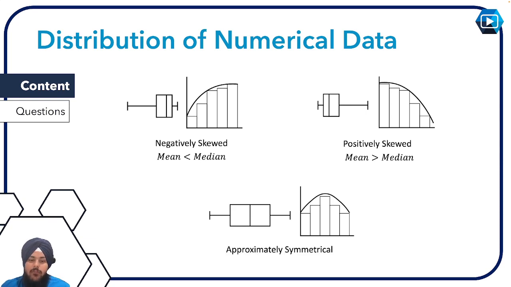Okay, and then lastly, we can have approximately symmetrical data. Approximately symmetrical data is where we don't have any skews, and the graph is approximately symmetrical with a mode right in the middle. In this case, the mean will be equal to the median because our data is symmetrical, so the mean is not going to be influenced by any outliers, and the median is just the middle value anyway. So this is how you can describe the shape of the data.